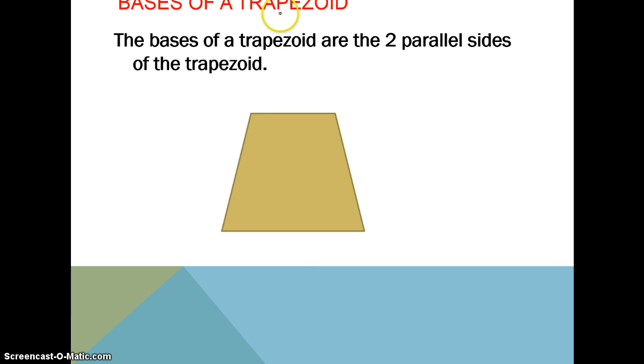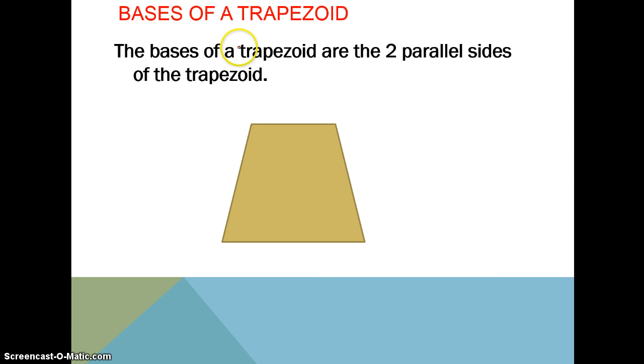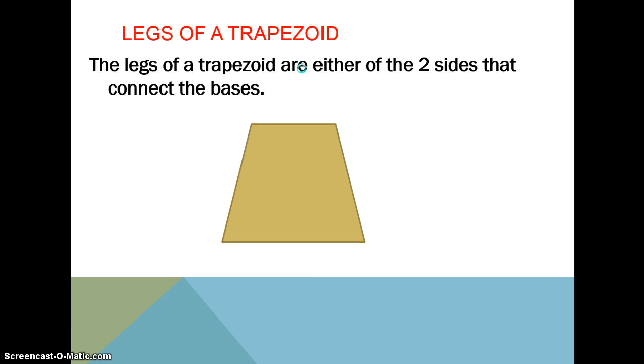Well, let's look into our trapezoid notes a little deeper. To be a trapezoid, you have to have one pair of parallel sides. So the bases of the trapezoid are those two parallel sides. And here, these two red lines emphasize the two bases of this trapezoid. The legs of the trapezoid are either of the two sides that connect the bases.